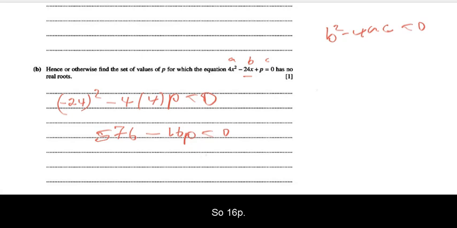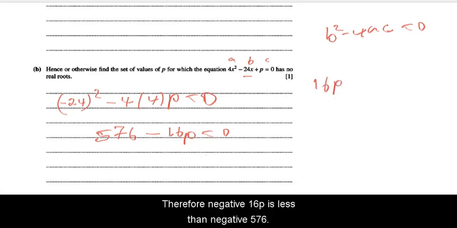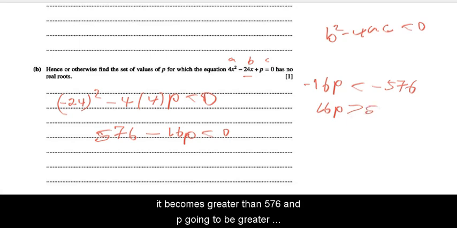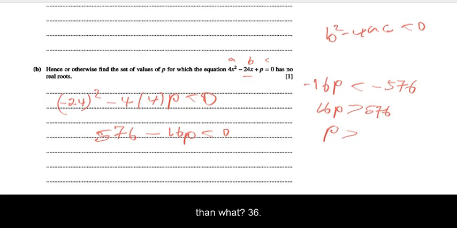So negative 16p is less than negative 576. If you remove that negative, 16p becomes greater than 576, and p is going to be greater than what? 36, right? Required solution.